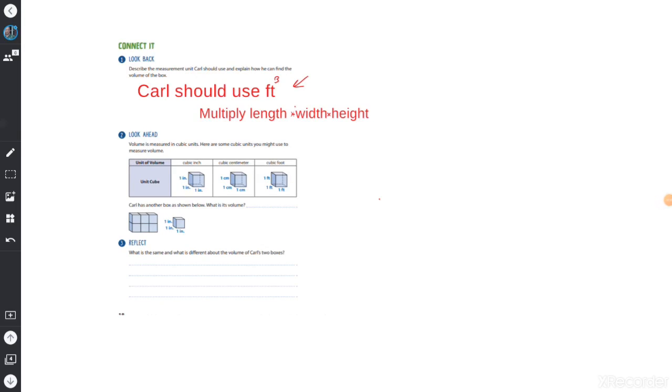All right, he should use feet cubed. We talked about that on the first slide. And in order to find the volume of the box, he multiplies length times width times height. I mean, he could also count it. There's only 6 boxes. Pretty easy.